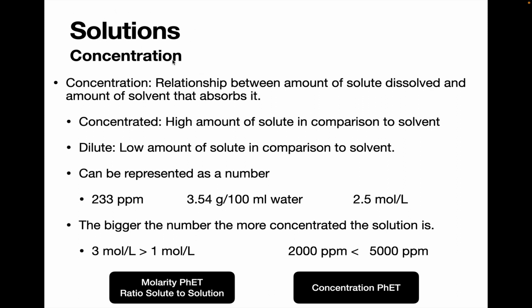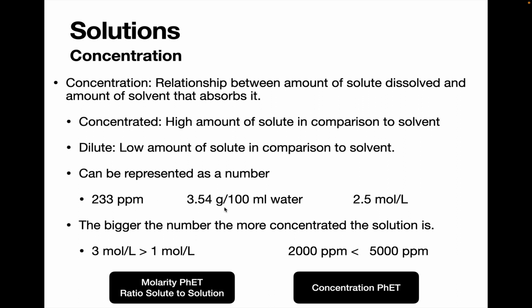So with solutions, we also can measure concentration. Now, concentration is a word for the relationship between solute, dissolved, and solvent there, okay? If you are concentrated, you have a high amount of solute. If you are dilute, you have a low amount of solute in comparison to the solvent, okay? We can represent these as numbers, so like 233 ppm, which stands for parts per million, or 3.454 grams per 100 milliliters of water, or 2.5 moles per liter, okay?